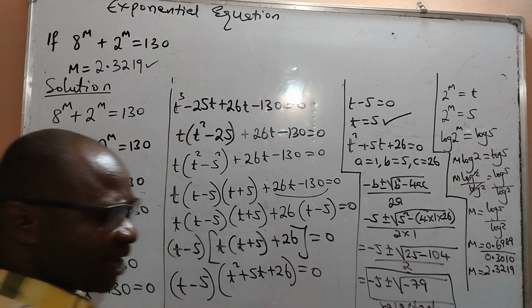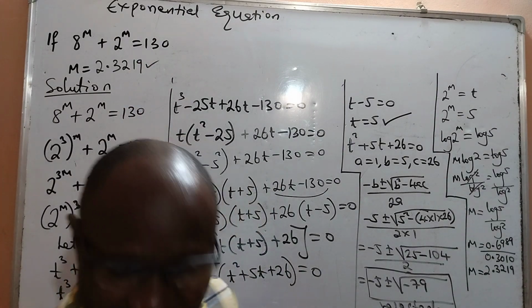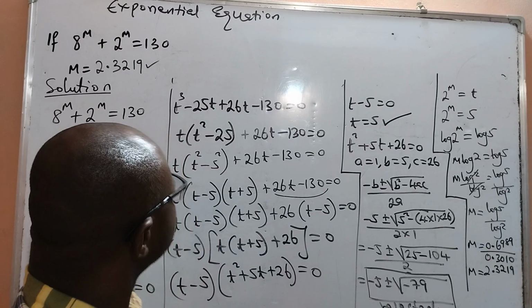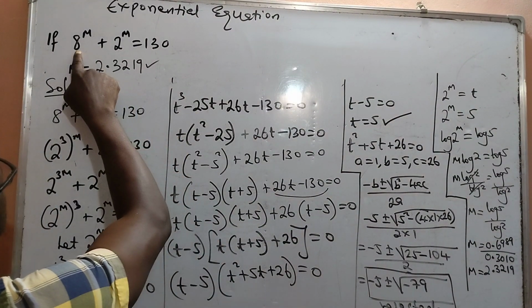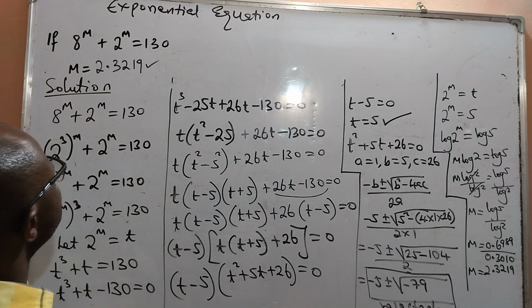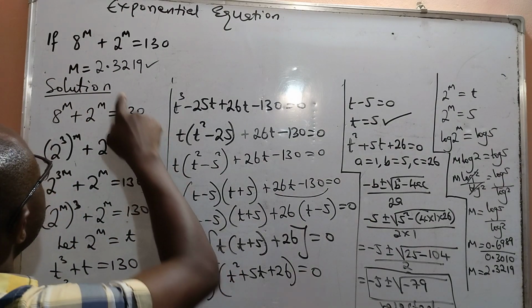Okay? In conclusion, the value of n is equal to 2.3219. Final answer. Alright, we have come to the conclusion of this problem where we are asked to find the value of n, and that value of n is 2.3219.